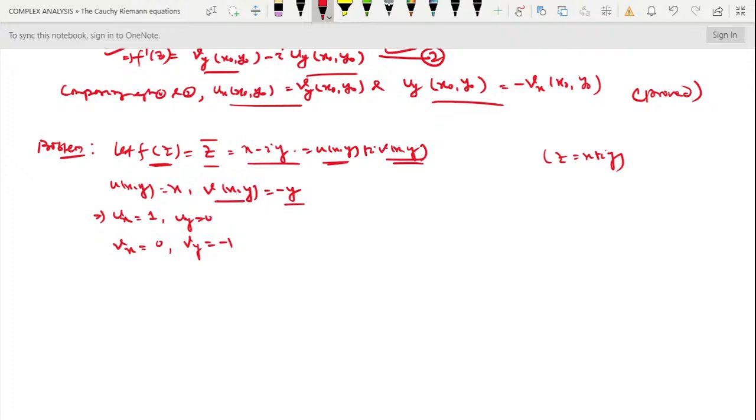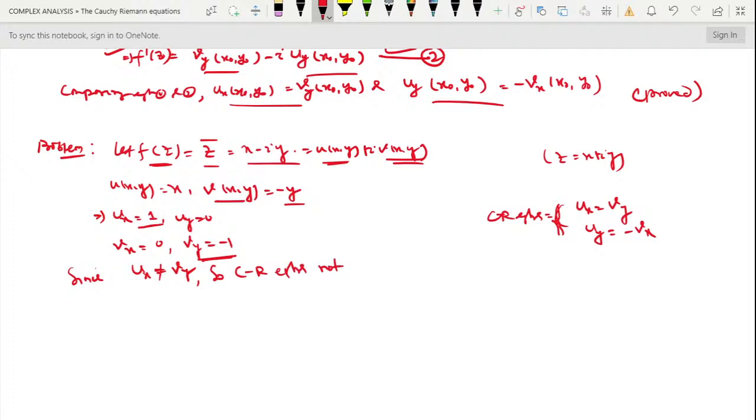So if you check the Cauchy-Riemann equations, what are the Cauchy-Riemann equations? They are u_x equal to v_y and u_y equal to minus v_x, what we proved in the above theorem. So if you check here, u_x is not equal to v_y, because u_x is 1 and v_y is minus 1. So since u_x is not equal to v_y, the CR equations are not satisfied.